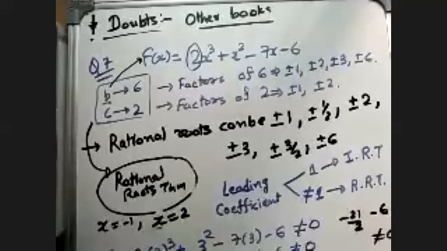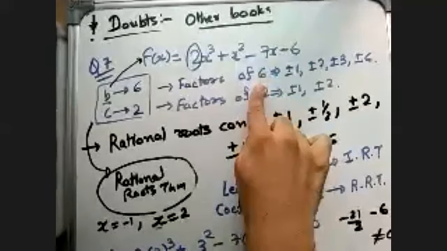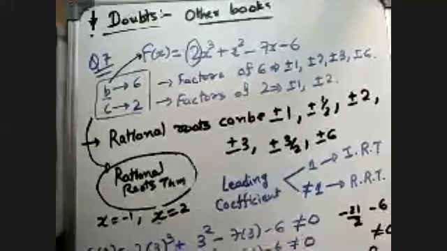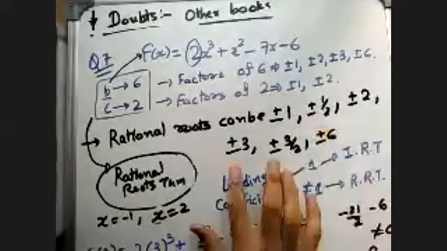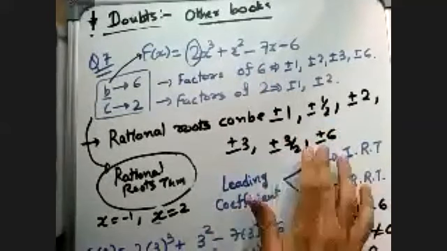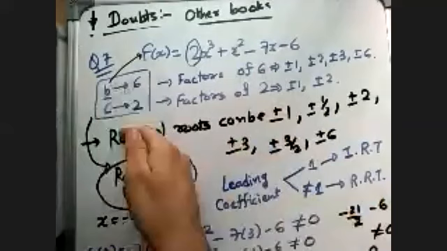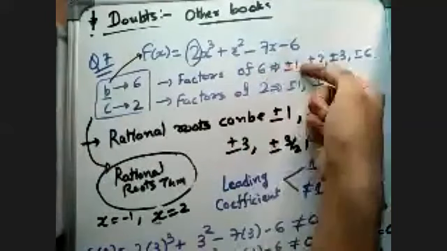So if you'll find factors of 6, it will be 1 2 3 6, and factors of 2, it will be 1 2, and I'm adding plus or minus everywhere. So rational roots can be plus or minus 1, plus or minus half, plus or minus 2, plus or minus 3, plus or minus 3 by 2, plus or minus 6. Now how they came over here? By doing b by c, that is by dividing factors of 6 by factors of 2.